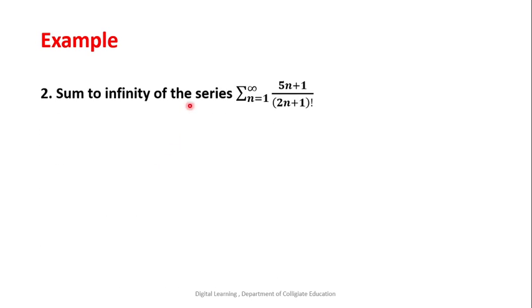Now let us go to another example. Sum to infinity of the series n equal to 1 to infinity 5n plus 1 divided by 2n plus 1 factorial.